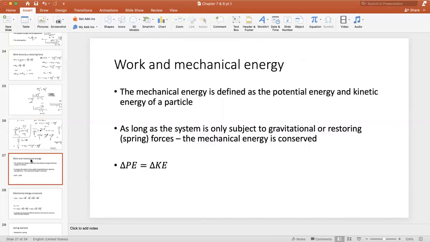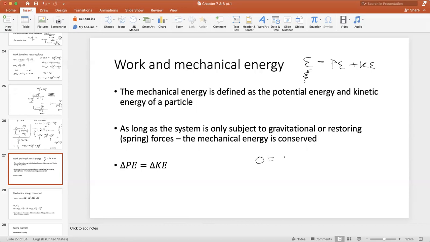Okay, so moving on. There's something in your book called mechanical energy. The mechanical energy is defined as the potential energy plus the kinetic energy. I've already been calling this the energy. The energy at any time is a combination of potential and kinetic, right? As long as the system is only subject to gravitational or restoring forces, mechanical energy is conserved, which means we can set the 0 energy point anywhere we want. And we can just say that it's 0.